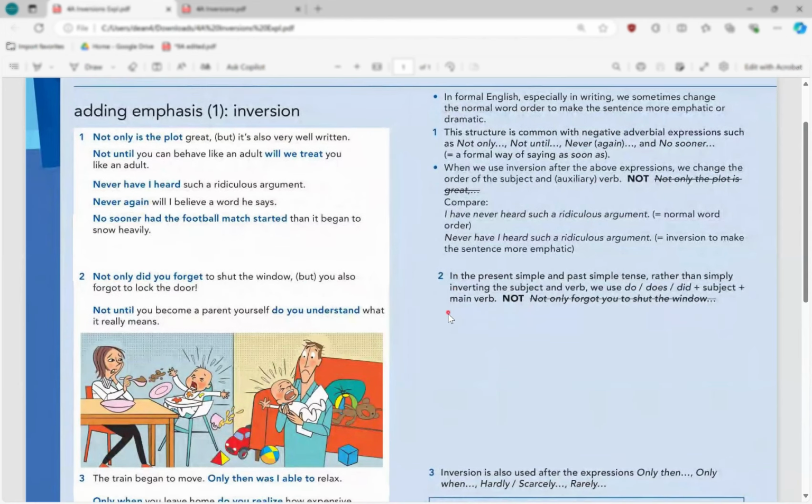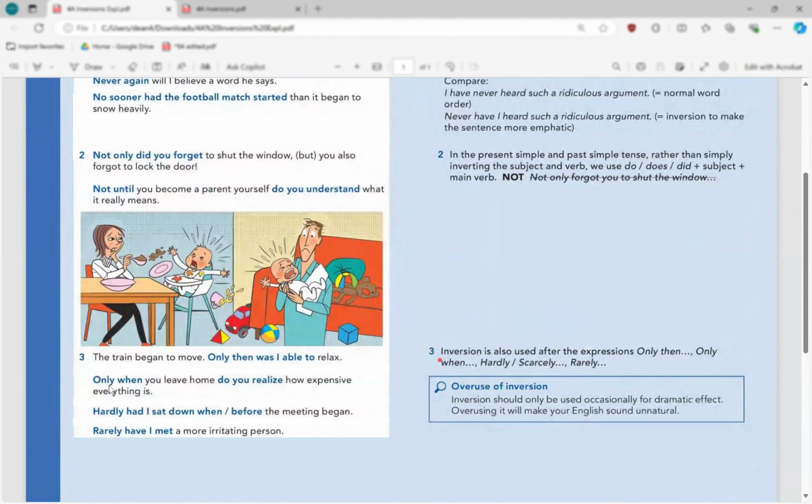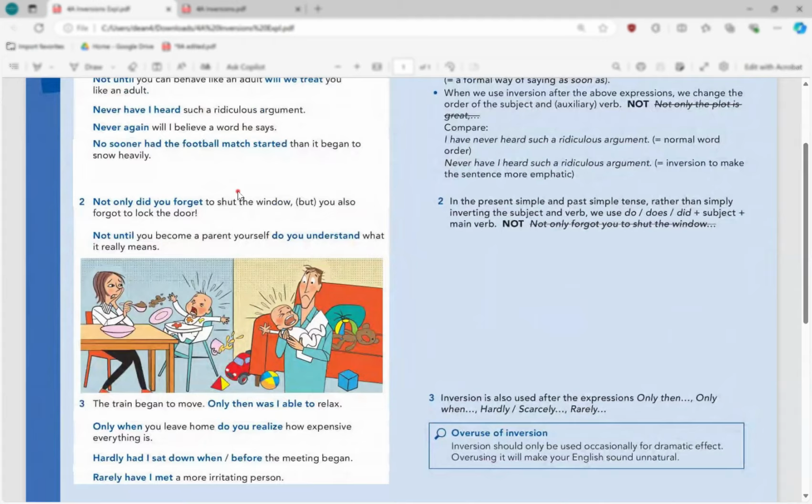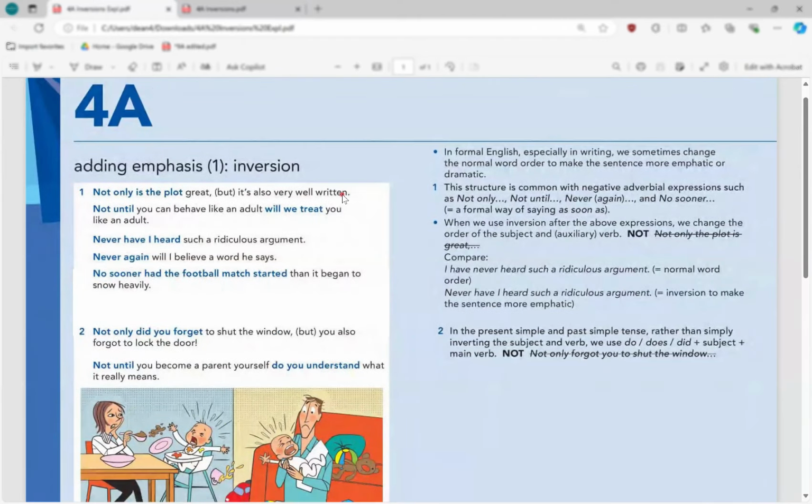1, 2, 3 points. And as you can see, we got examples for each point. Okay, so the first one, so inversion. So what is inversion? Inversion is from a word invert. It's a verb, invert. Okay, so what does invert mean, guys? Yeah, invert, it means replacing the position.